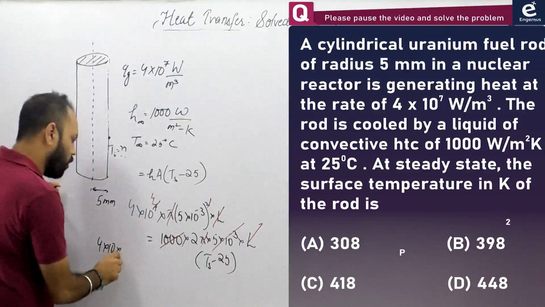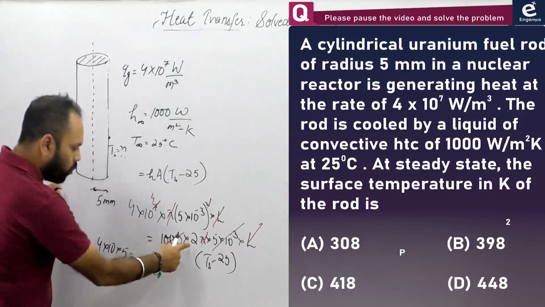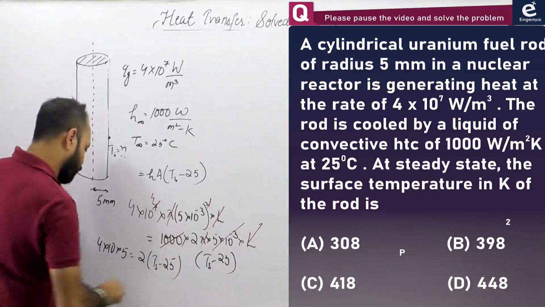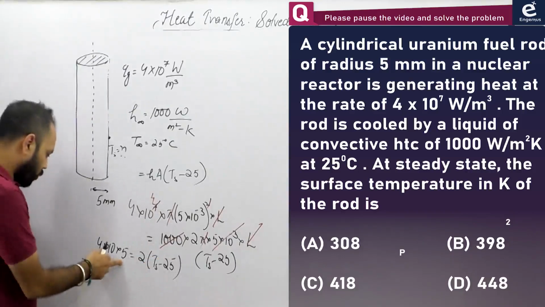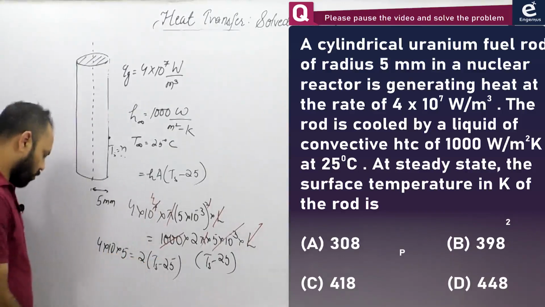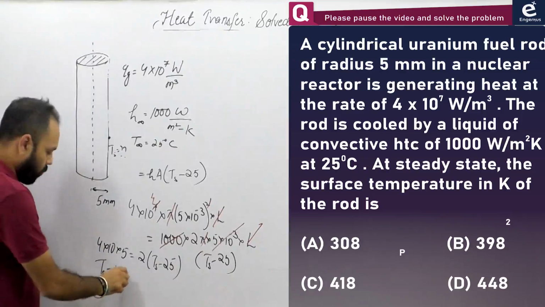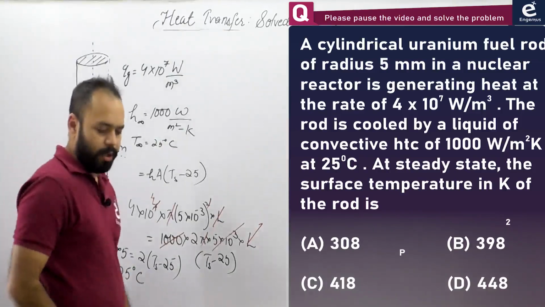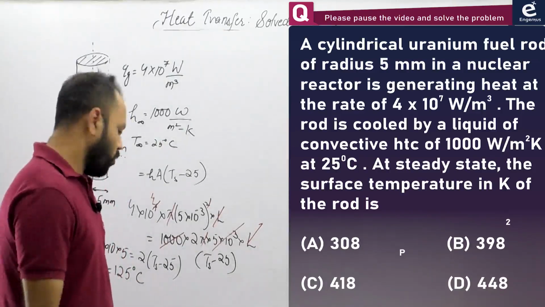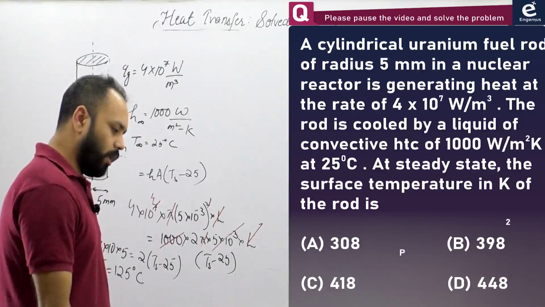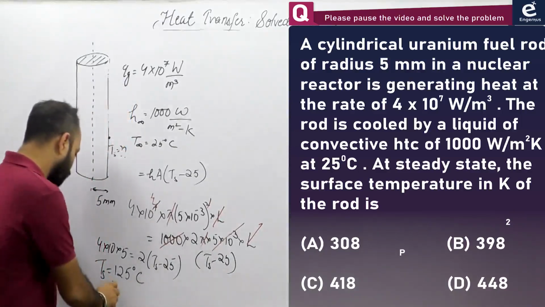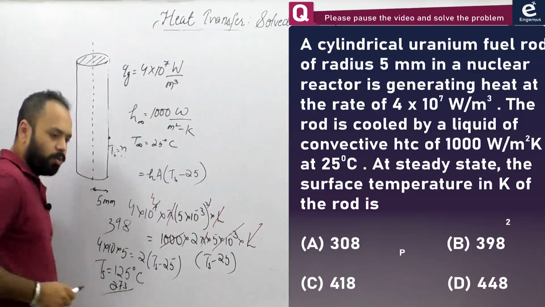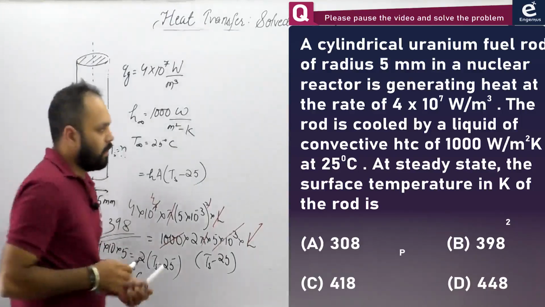4 into 10 into 5 is equal to 2 into TS minus 25 degrees. So that becomes 40. 40 into 5 is 200. 200 by 2 is 100. And TS is coming out to be 125 degree Celsius. आपके पास जो टेम्परेचर पूछा है यहाँ पे, that temperature is in Kelvin. So 125 plus 273, that should be 398. ऑप्शन है क्या अपने पास? है. Option B is the correct answer.